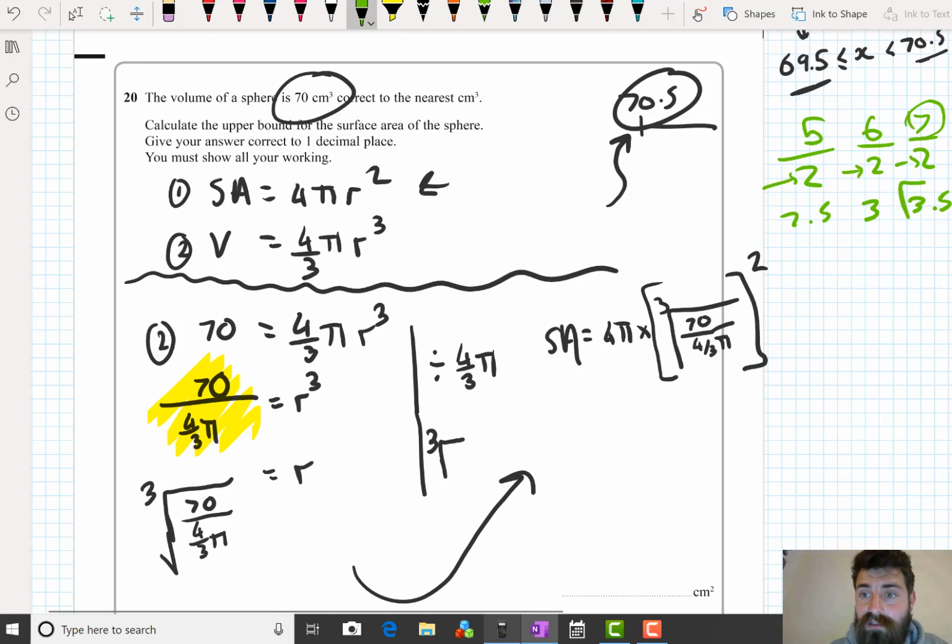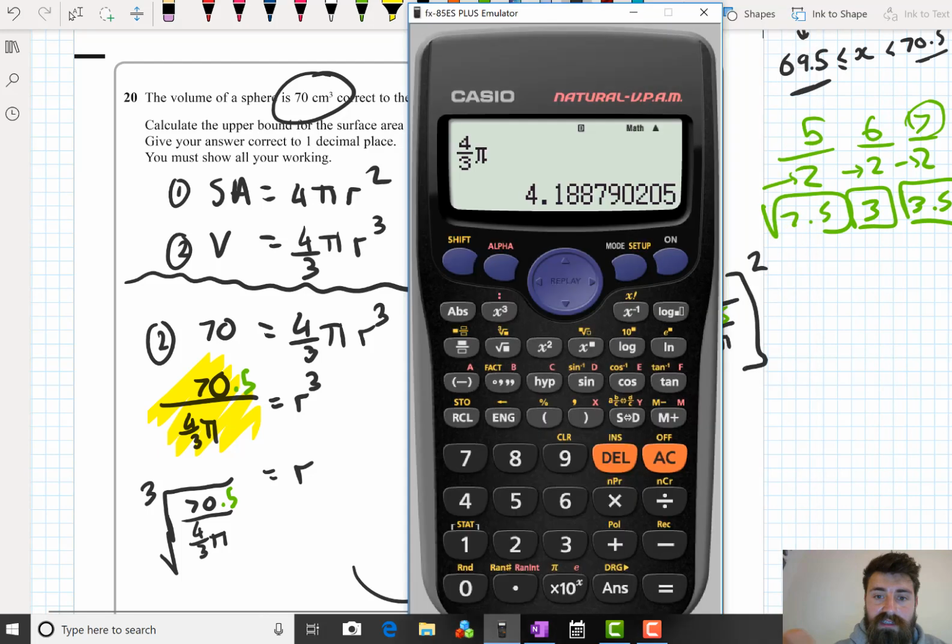And we want to work out the upper bound for the surface area of the sphere. We want this here to be the biggest possible value it could be. Well, 4 over 3 pi is just a number, just like 2 here, obviously not the same value though. Now, I don't want 70, I want it to be the largest it could possibly be. So actually I want to use 70.5 here. I want the largest possible outcome. So the surface area is equal to this, and there are no decimals occurring yet. It's just as it is.